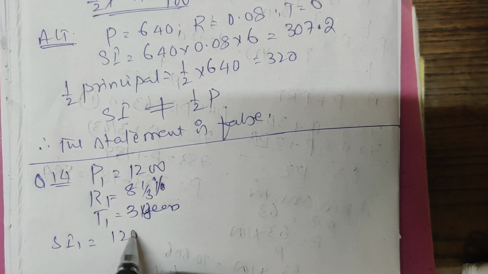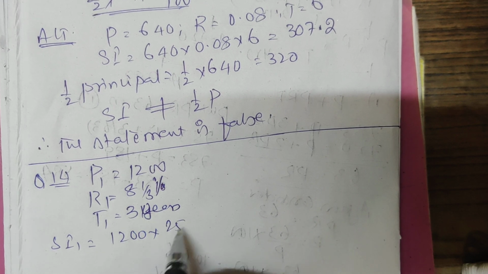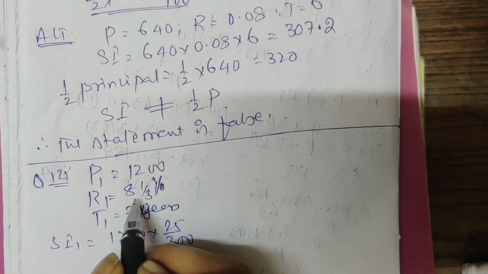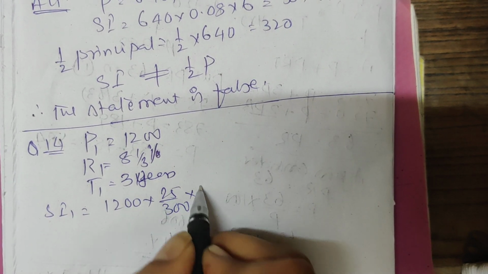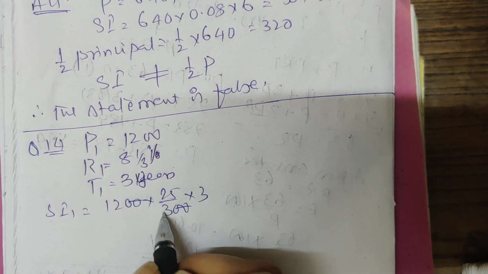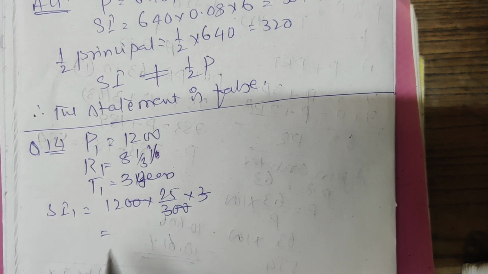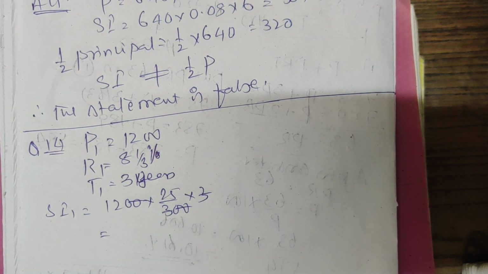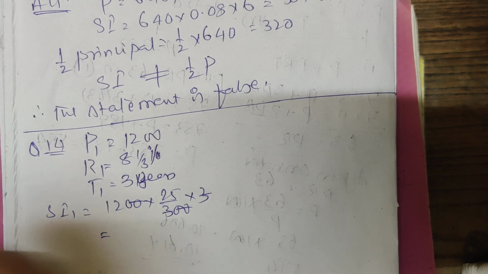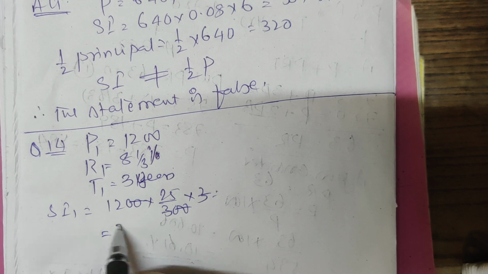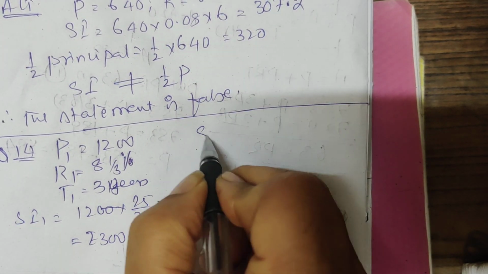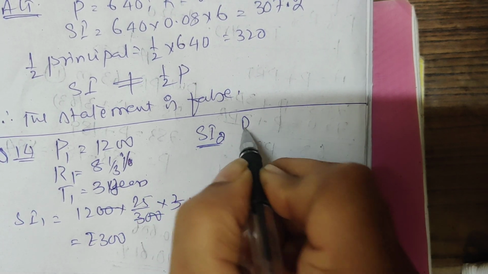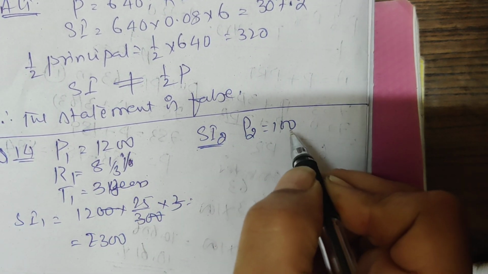SI1 is equal to 1200 into 25 by 300, 8.33%, 25 by 300 into 3. So 1200 into 25, 12 into 25. This is rupees 300. Let us go for SI2. P2 is equal to 1000.